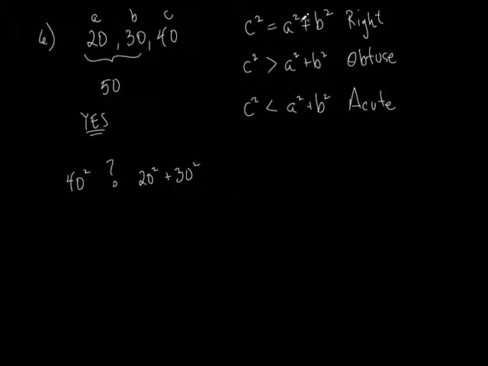Some of you guys are going a squared plus b squared on the left-hand side and putting c squared on the right. Don't do it that way because that'll mix up your obtuse and your less than and your acute, and all that kind of stuff. Obtuse greater than, acute less than. Do it the way that I'm showing you.